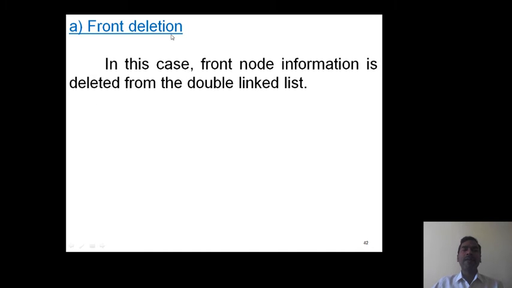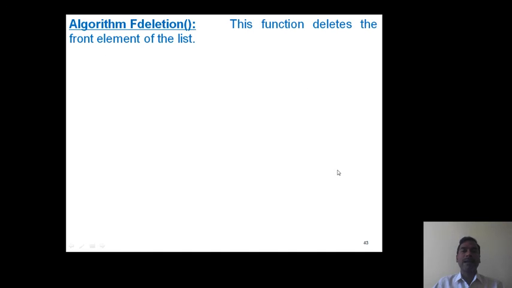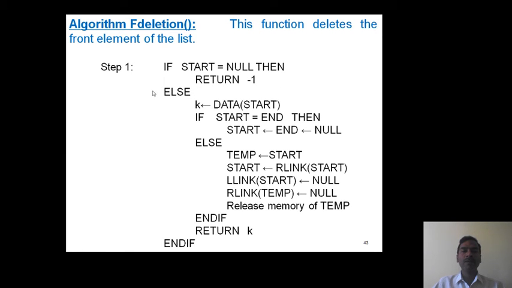First operation, front deletion. In this case, the front node information is deleted from the doubly linked list. Now the algorithm process. Algorithm F deletion. This function removes the front element of the list. Step 1: first we check whether elements are available or not. If start equals null, that means elements are not available, hence return -1.